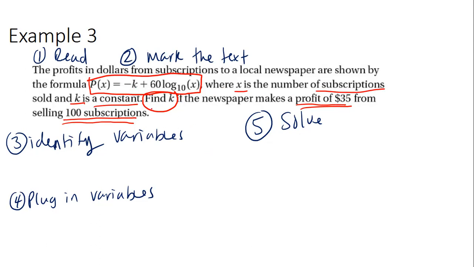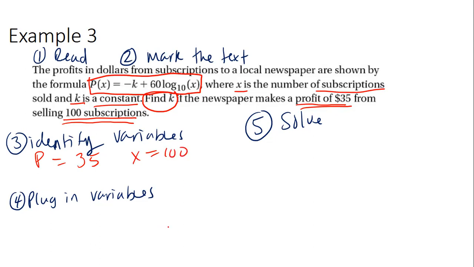There we go. So P is what? P of 100? No, your profit is 35. Oh, when we get to, we haven't plugged in the variables yet. You confused me. I was like, what are we doing? All right, identify our variables. Our variables that were given, we have that profit of 35. So we know that P equals 35, selling 100 subscriptions. Which variable represents subscriptions? X. So we know X equals 100.